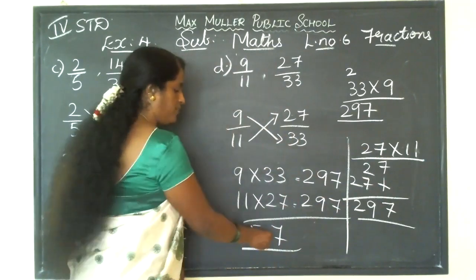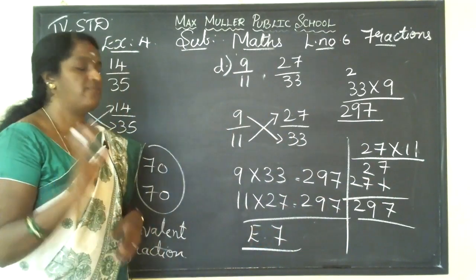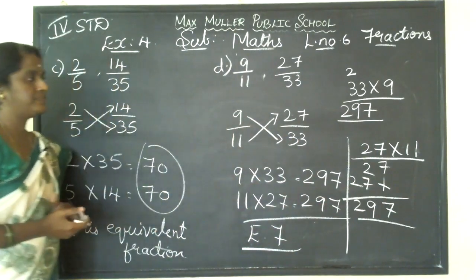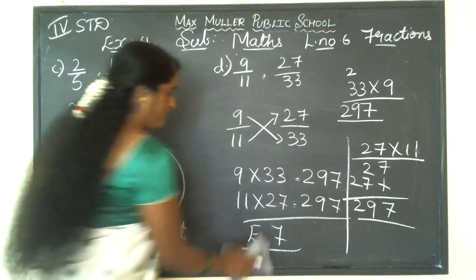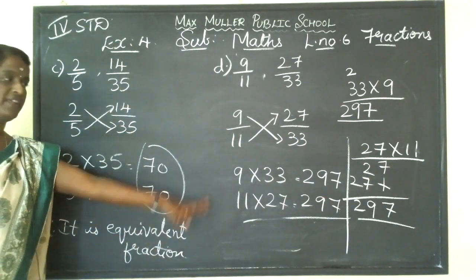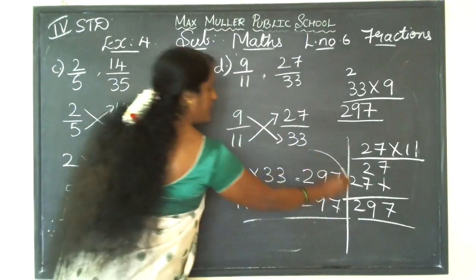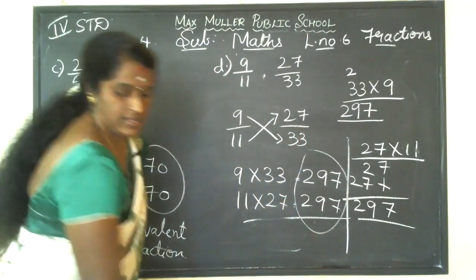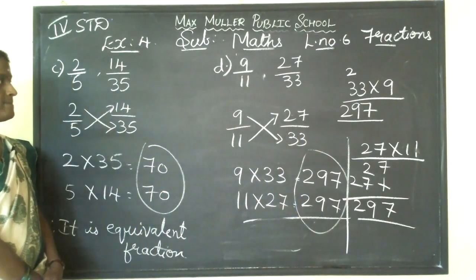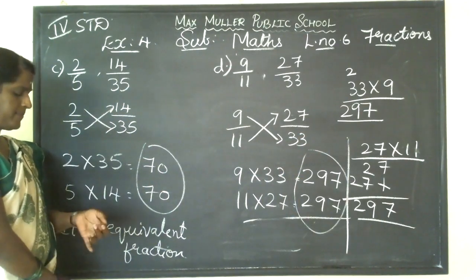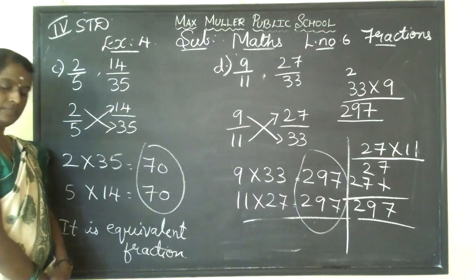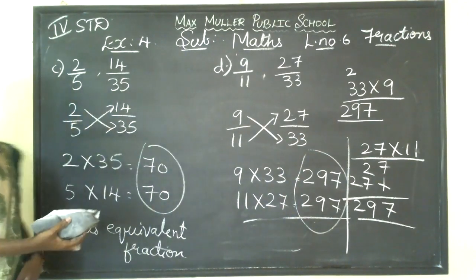Equivalent fraction. EF means equivalent fraction, but you should write the full equivalent fraction. Therefore, it is equivalent fraction. Just copy, you write in full, children. Write like this: Therefore, it is equivalent fraction because the products are the same. Products are the same. Let's copy down. Yes, shall I rub the board?